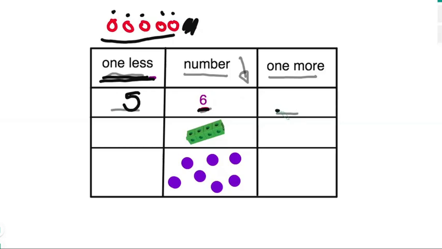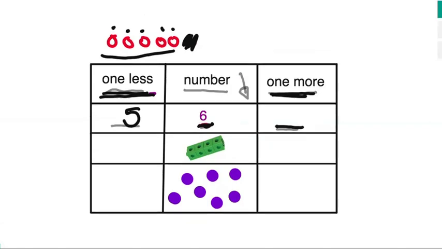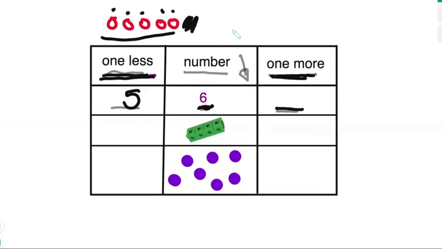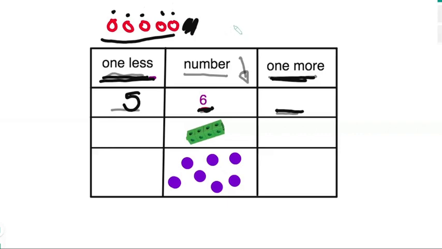Now we're going to move to the next empty square or rectangle, and we're going to find out what 1 more than 6 is. How do we find 1 more than 6? You can use your fingers, but also we can use counters. Because we're on the screen, I'm going to draw some counters. Are you ready? How many counters do you think I'm going to draw? I'm going to draw 6 counters. Here we go. 1, 2, 3, 4, 5, and 6. Okay, because we're going to find 1 more than 6.